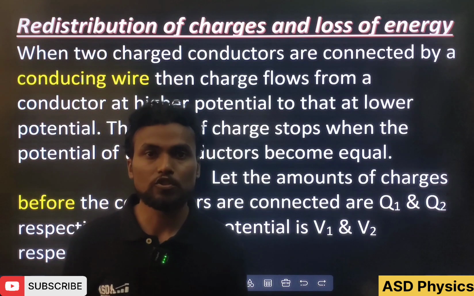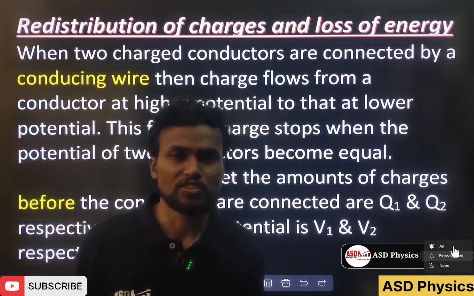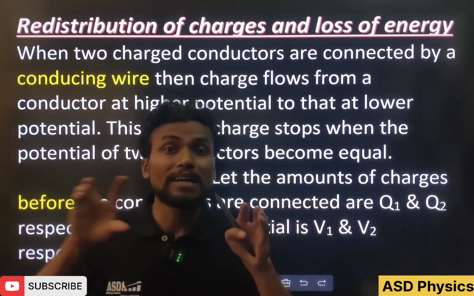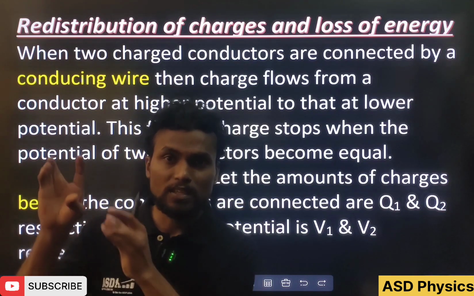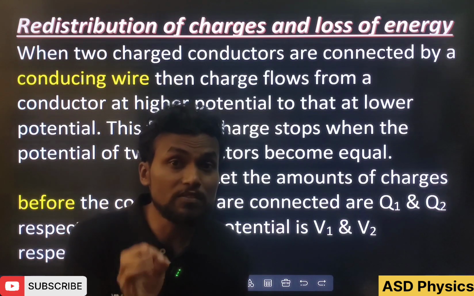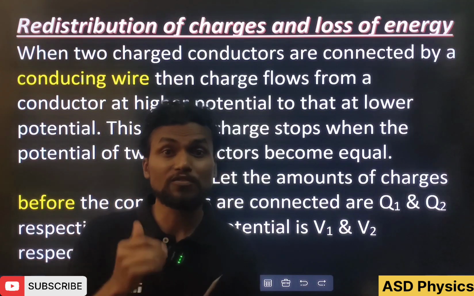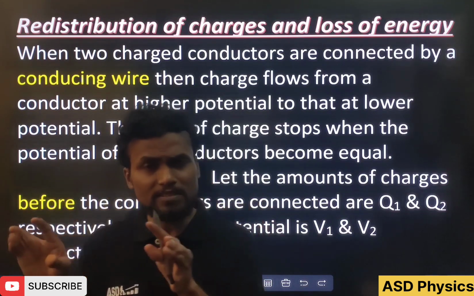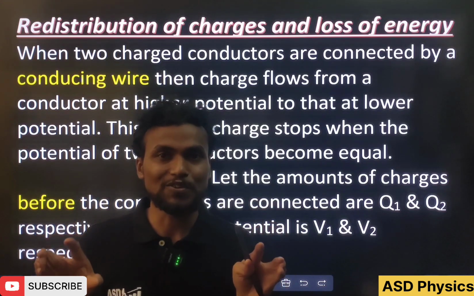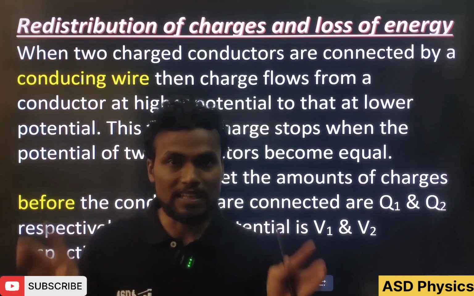So students, in this video we are going to learn the topic redistribution of charges and loss of energy. Here we are going to learn what will happen when two charged conductors are connected by a conducting wire. The charge will flow from one conductor to another. Why will the charge flow? Because of the potential difference. And when will this charge flow stop? It will stop when the potential of both the conductors becomes equal. So all these basics we are going to learn in this video. Let's start the video.